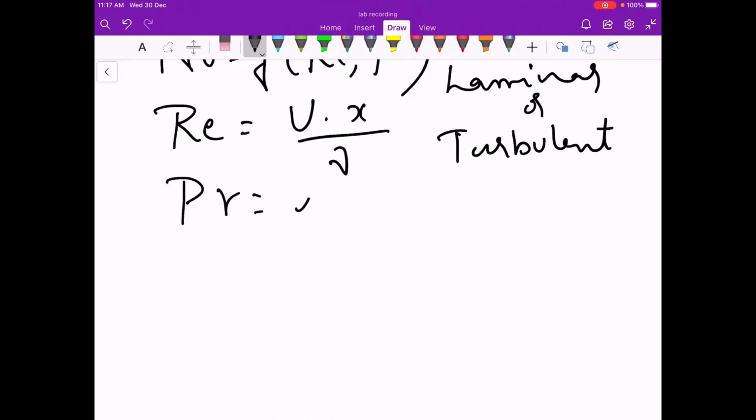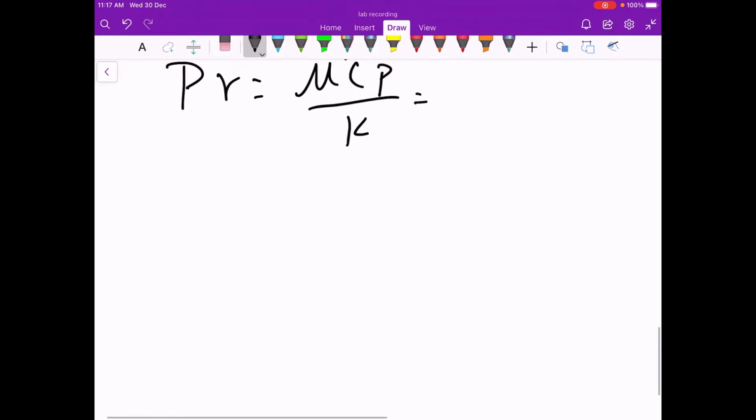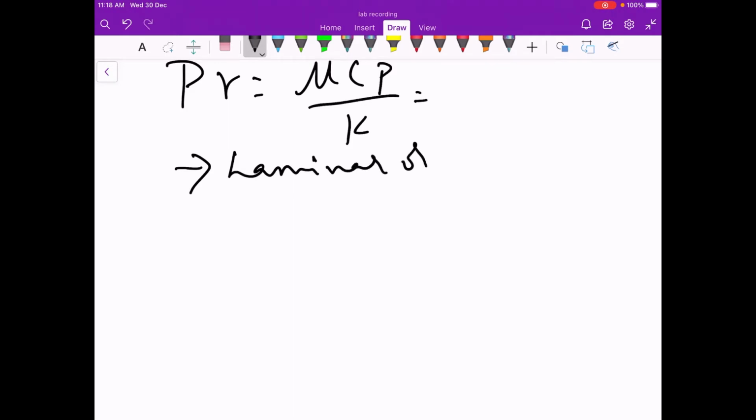Prandtl number is nothing but mu Cp by K, or it can also be written in other forms, like nu by alpha. So basically you will be finding it out like this in external flows. Now what is the procedure? The first deciding factor is whether the flow is laminar or turbulent. First you have to find that out. Then after that you should try to find out the Nu correlation.